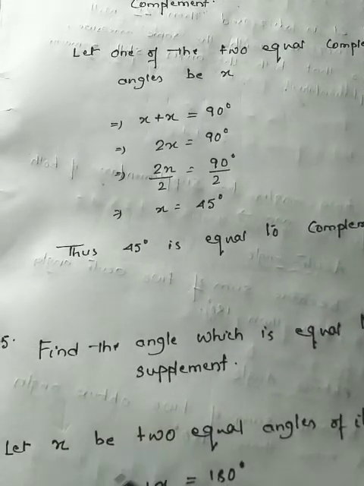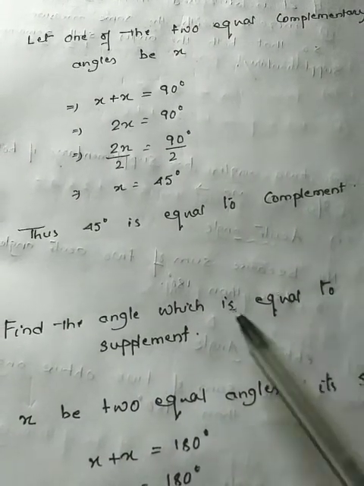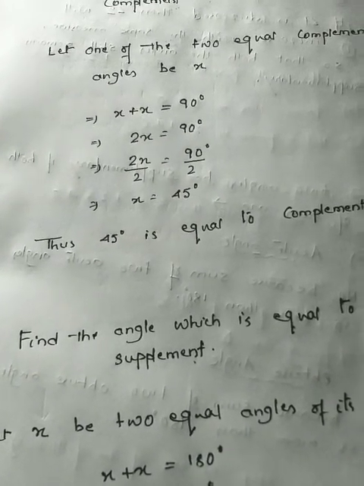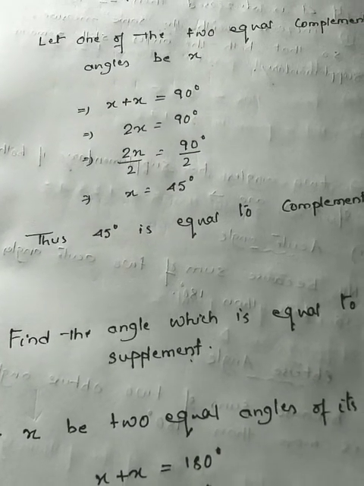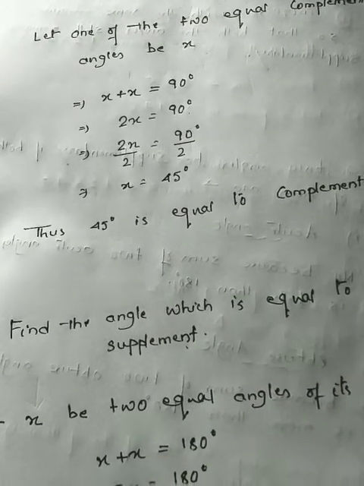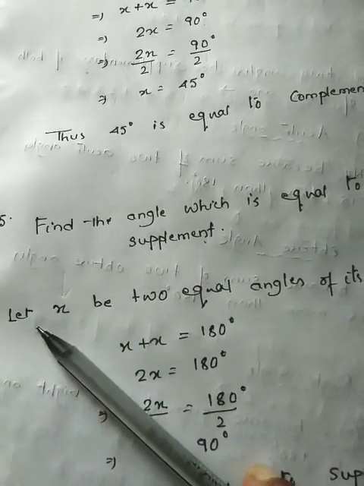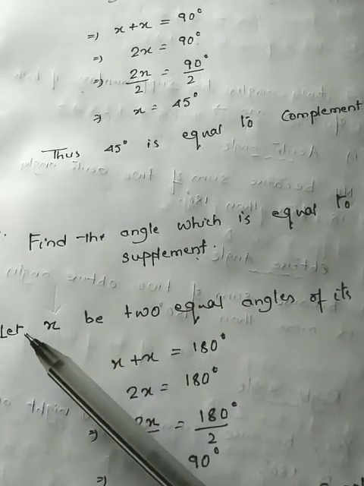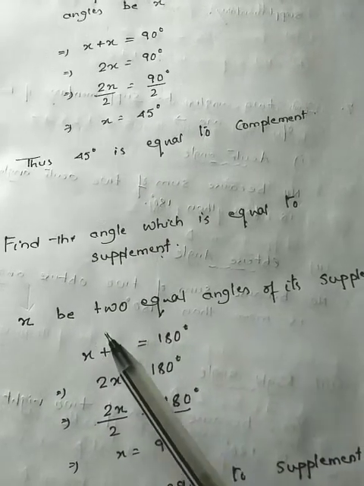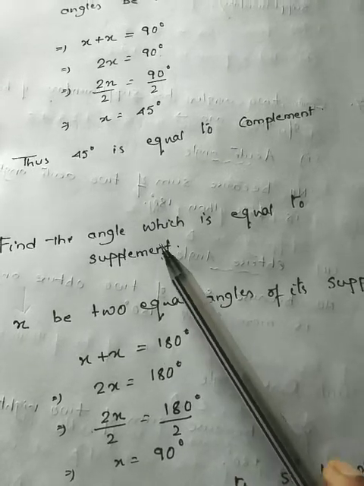Okay. Now a very similar question, that is number 5. Find the angle which is equal to its supplement. This time we have to find the two angles which have to be equal to each other, and their sum is equal to 180 degrees. As we know, supplementary angles are what? The sum of two angles should be equal to 180 degrees. Again we do not know the angles, so we let x be the two equal angles of the supplementary angle. When the two angles are added, we should get what? 180 degrees, because it is a supplement.